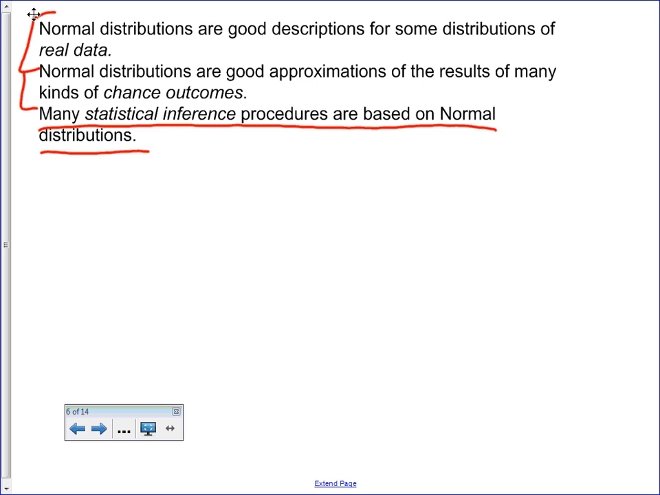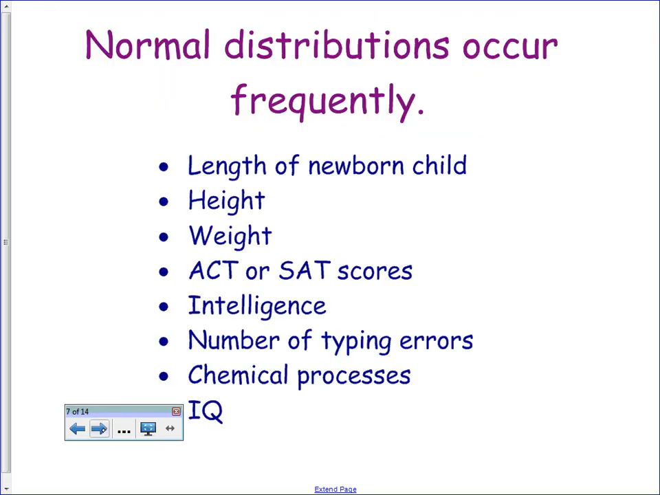So we need to have normal curves down cold. Normal distributions happen a lot. It's standard. There's a lot of things that, if we just took the measure of every newborn child, they would be normally distributed. Height among humans, normally distributed. Weight, ACT, SAT scores, intelligence or IQ, number of typing errors, chemical processes. These are all things that if we plot all the data, they form the normal curve.